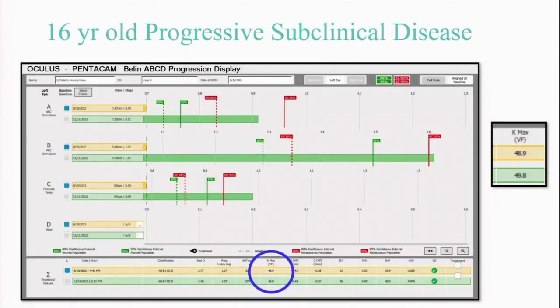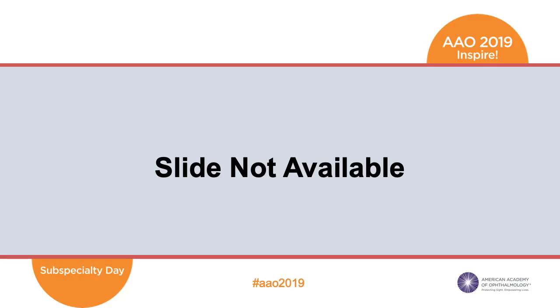Here is a 16-year-old, again, progressive subclinical disease. Notice it's less than a diopter change in Kmax, but notice the anterior surface, significant change, but again, marked change well past the 95% confidence interval on the posterior surface, and again, continued corneal thinning here.